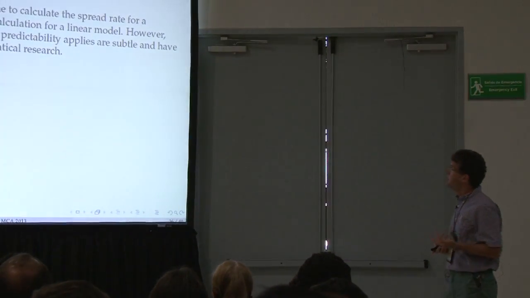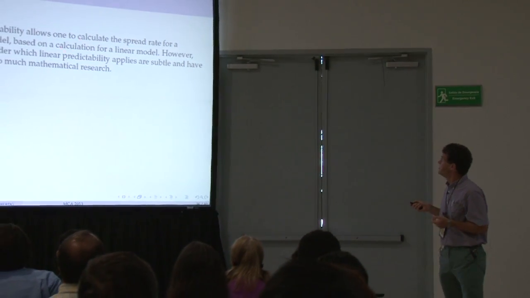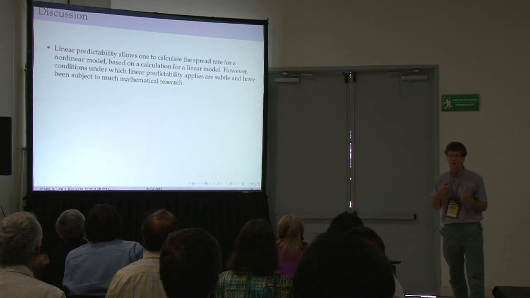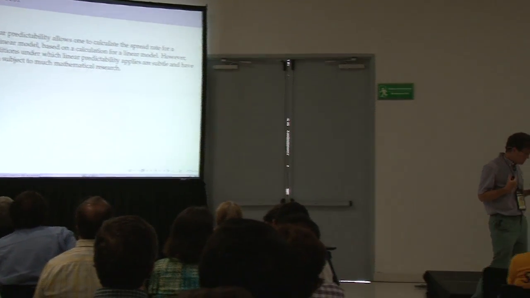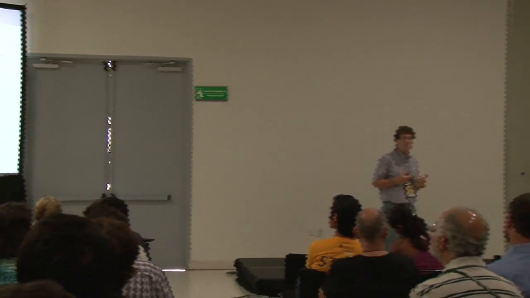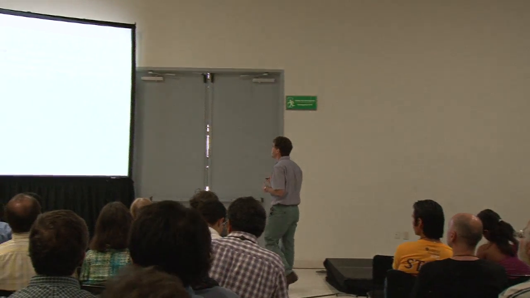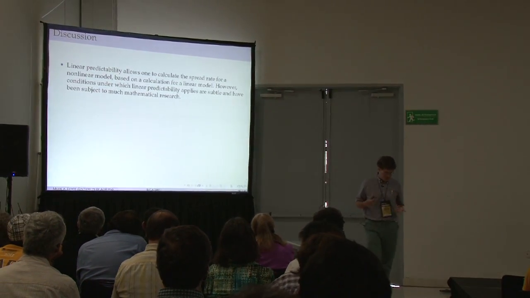Okay, so how do we understand this? Well, linear predictability allows you to calculate the spread rate for a nonlinear model based on a calculation for a linear model. But this is well understood in one dimension, but in higher dimensions it's really not well understood. So when it applies is subtle, and it's been the subject of much mathematical research.